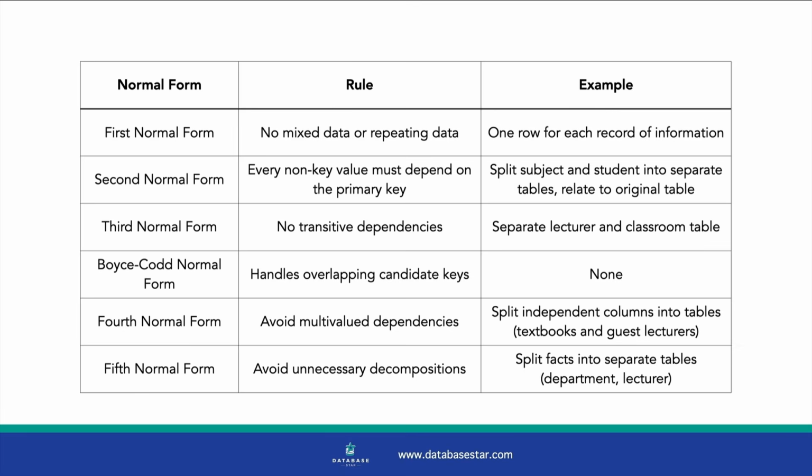Here is a recap of the different normalisation levels we covered. We covered first, second, and third normal form. We looked at Boyce-Codd normal form, then fourth and fifth normal form. Each normal form builds on the previous one. So to be in third normal form, you also have to meet first and second normal form, for example.